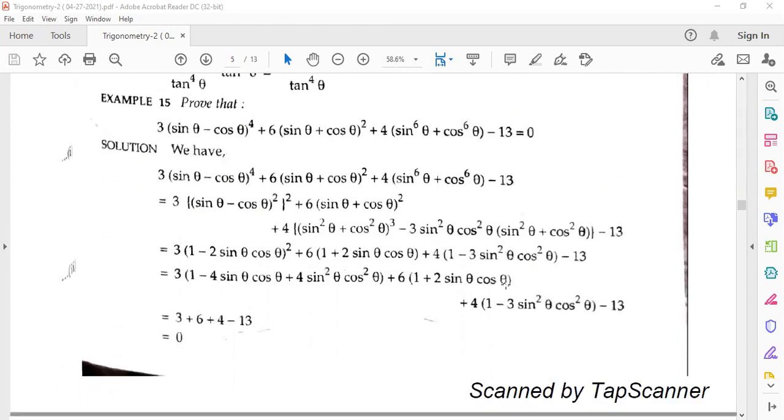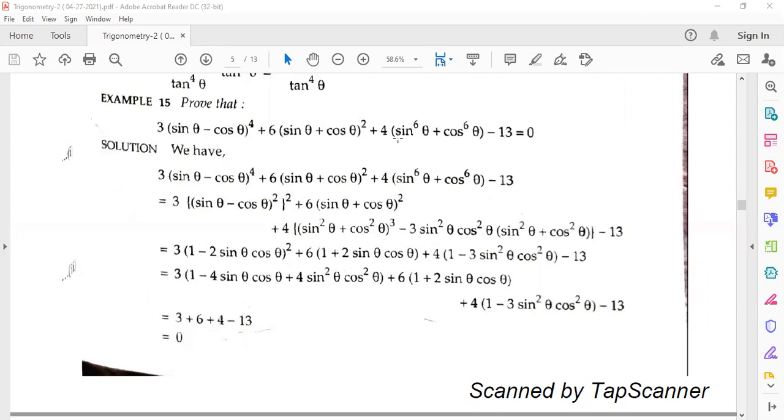Now we are going for the next problem. Prove that (3 sin theta minus cos theta) to the power 4 plus (sin theta plus cos theta) whole square plus 4 into (sin to the power 6 theta plus cos to the power 6 theta) minus 13 equals 0. We have to prove this. The left hand side has all the sin cos terms, and the right hand side is 0.